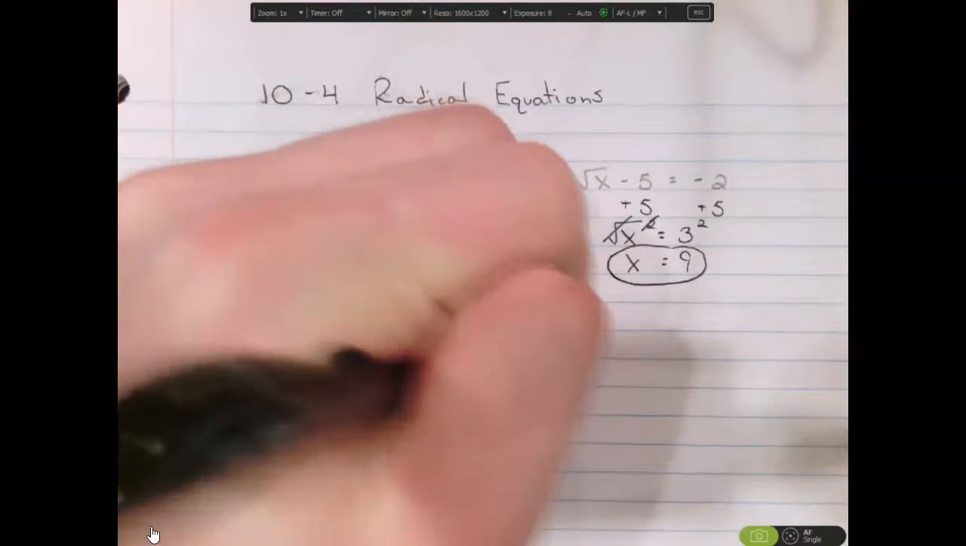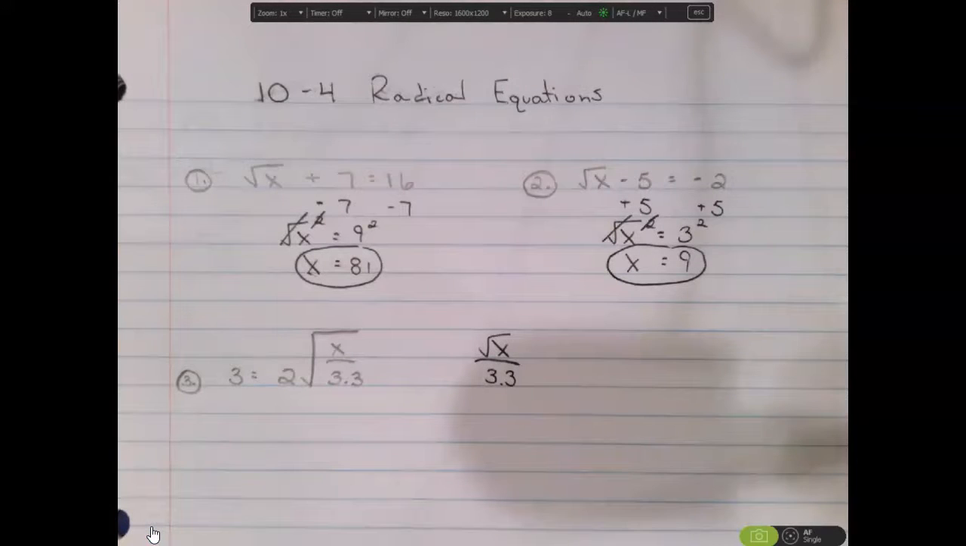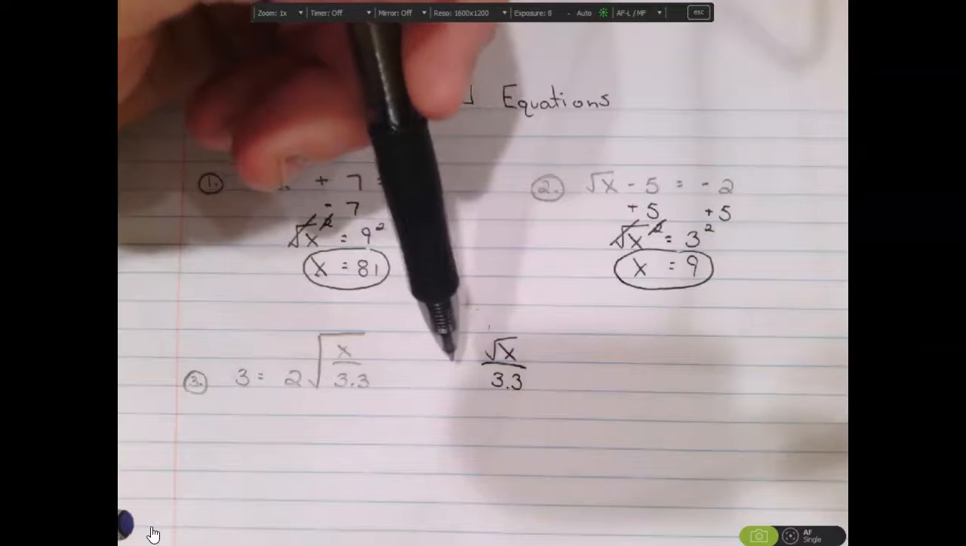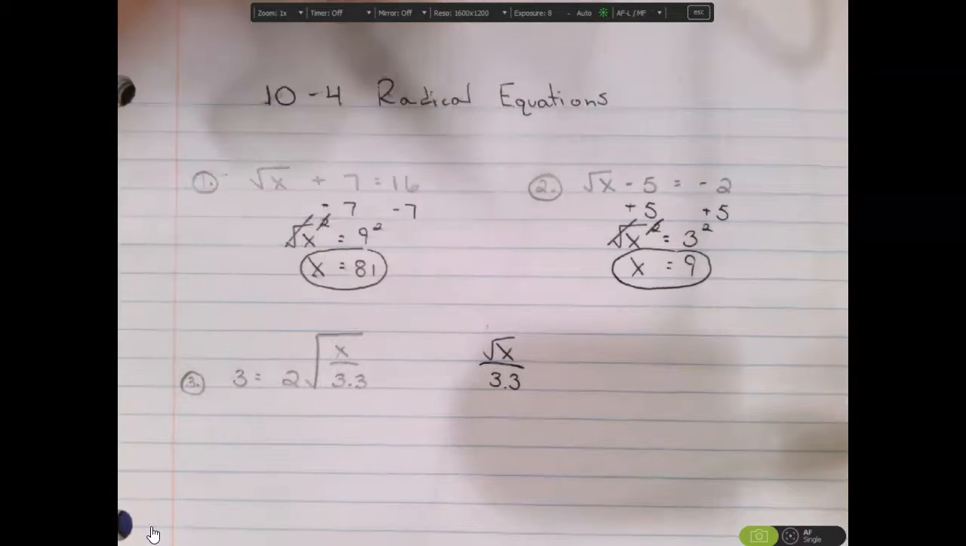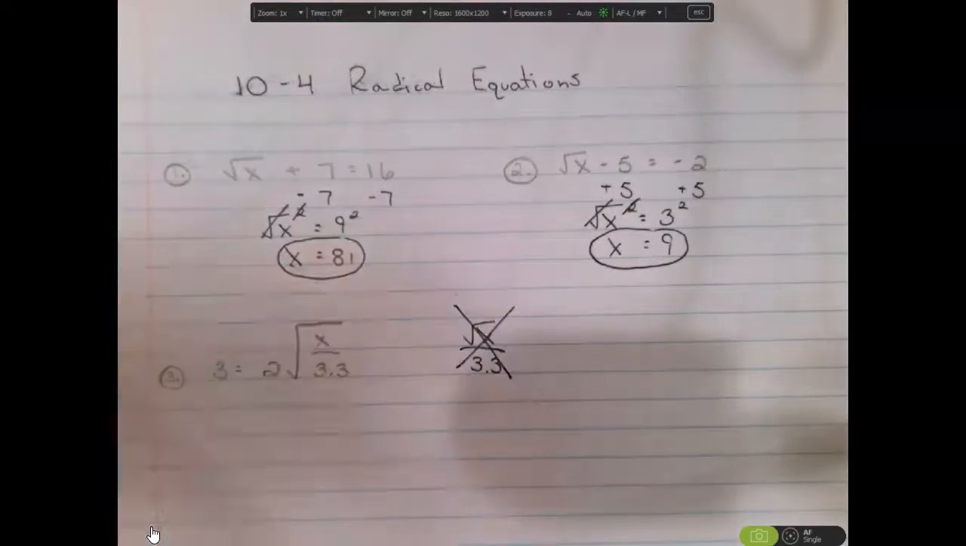Now, if I had written square root of x over 3.3, that is completely different. That's different because the radical, or square root, only is being applied to the x, whereas in our problem, it's being applied to that entire fraction. So always pay attention to the radical.